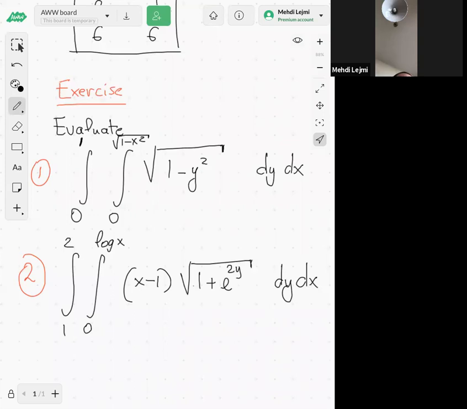This is kind of similar to problem 4 in the homework. In problem 4 in the homework, you're going to need to change the order of integration, okay? So this is similar to problem 4 in the homework.